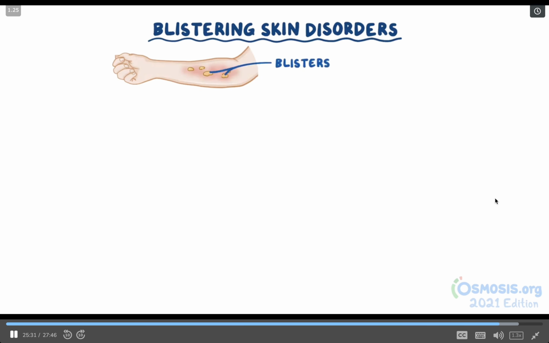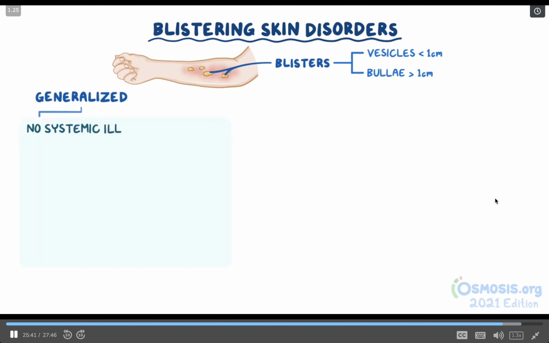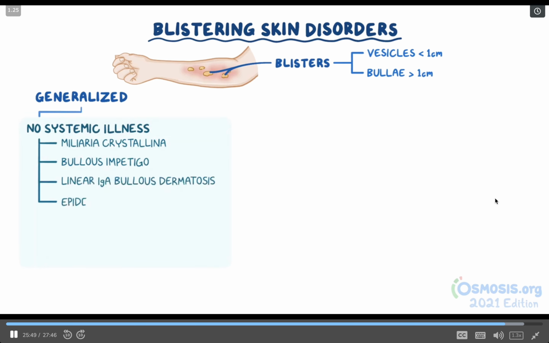All right, as a quick recap, blistering skin disorders are characterized by the presence of blisters, which can be classified as vesicles when smaller than 1 centimeter and bulla when larger. Generalized blistering disorders that are not necessarily associated with systemic illness include miliaria crystallina, bullous impetigo, linear IgA bullous dermatosis, epidermolysis bullosa, pemphigus, pemphigoid, and dermatitis herpetiformis.